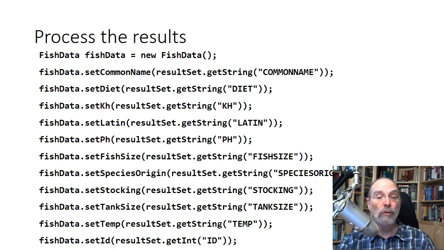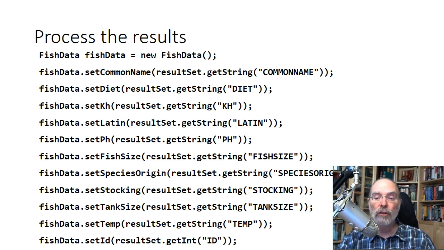Well, once we have a result set, it means that it's necessary to retrieve the data and place it into our beans, into our objects. So here we see, well, I create fish data. So I create an object, and it has a default constructor that makes sure that everything is nice and empty. And now I proceed to retrieve from the result set object each of the fields.